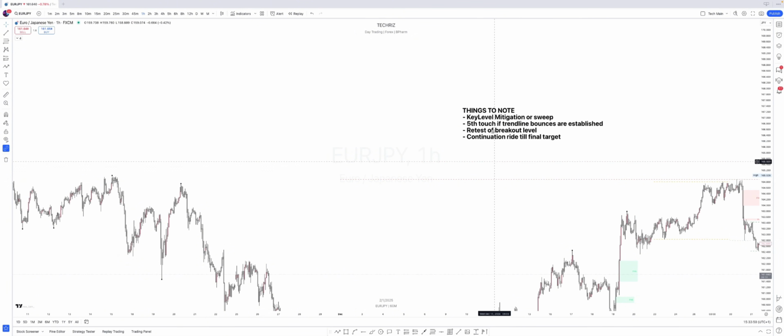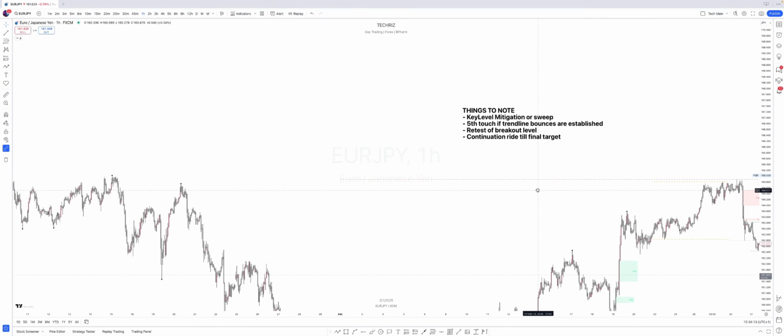So if that happens, it's either that happens, or we have a sweep of the internal low, or the incomplete pullback, or we call it the inducement, right? Now, after that happened, we're going to be looking out for what? Trend line psychological bounces, right?